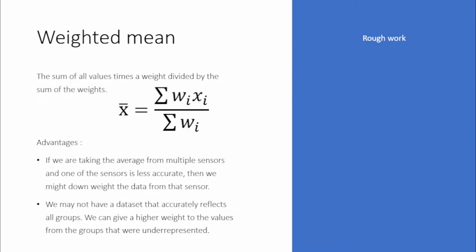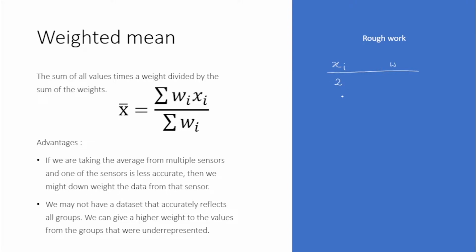Next we have something called the weighted mean. The weighted mean is defined as the sum of all values times the weight divided by the sum of the weights. Okay, let's look at an example and try to understand this. Suppose I have these values xi, say, and the frequency or the weight for each of these values is given.